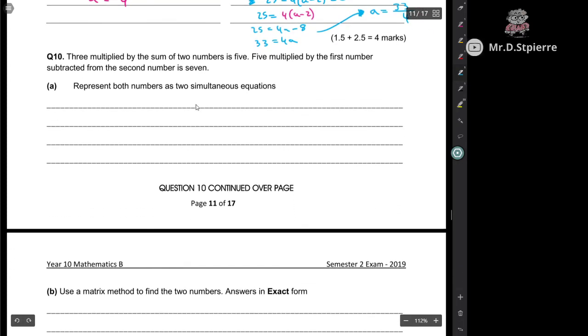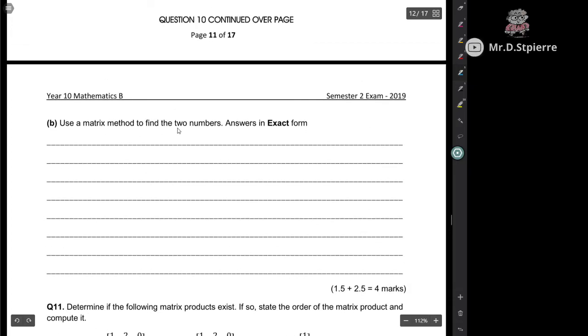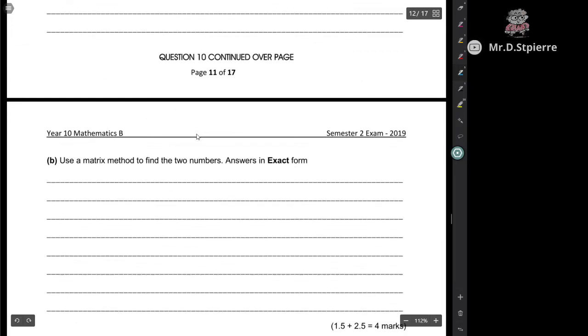Finally, question 10. 3 multiplied by the sum of two numbers is 5. 5 multiplied by the first number subtracted from the second number is 7. Represent both these numbers as two simultaneous equations, and then, as we go on to the next page, use the matrix method to find these two numbers' answers in exact form.